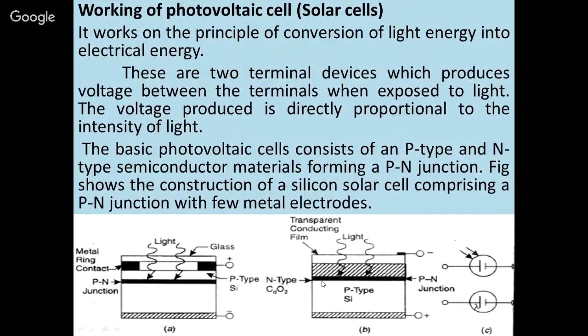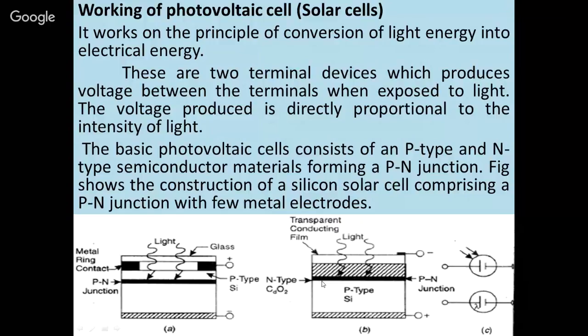Then we come to the second device, which is called a photovoltaic cell. Here the meaning is different. If I ask, have you seen a solar cell? Everyone will tell me yes. Solar cells are the common cells used to generate power, as you see on so many buildings, where lots of solar applications are there. These solar cells are actually called photovoltaic cells. A photovoltaic cell is a device which converts light energy directly into electrical energy.